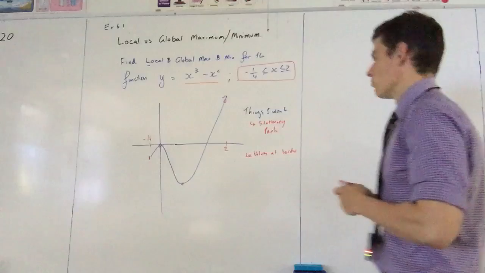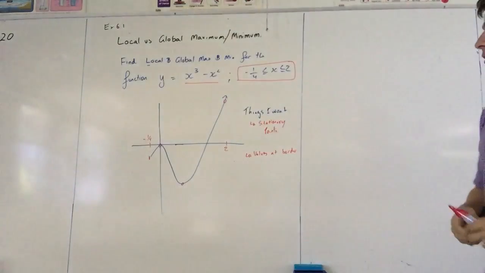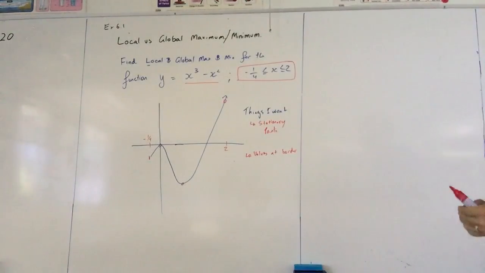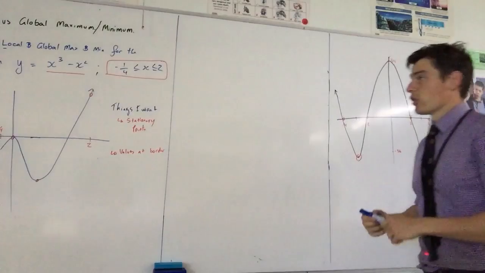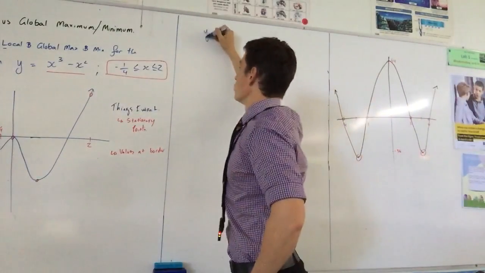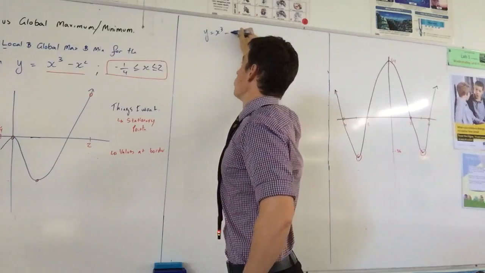So I need to find my stationary points, and then I need to find what value of y I've got at my border, so I can identify whether I've got a local and a global max, or just a local max or a global max, slash min.